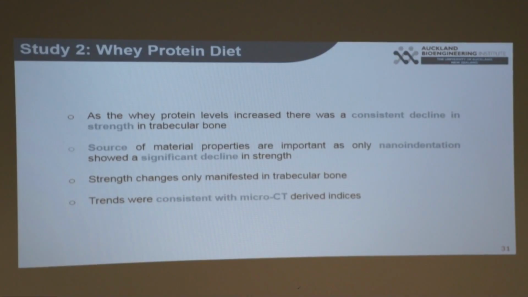So to sum that up, as the whey protein levels increased, there was a consistent decline in strength in trabecular bone. Source of material properties are really important because only when they were derived from nanoindentation was there a significant decline in strength. In this case, the strength changes were only in the trabecular bone, and the trends were consistent with the micro-CT derived indices.